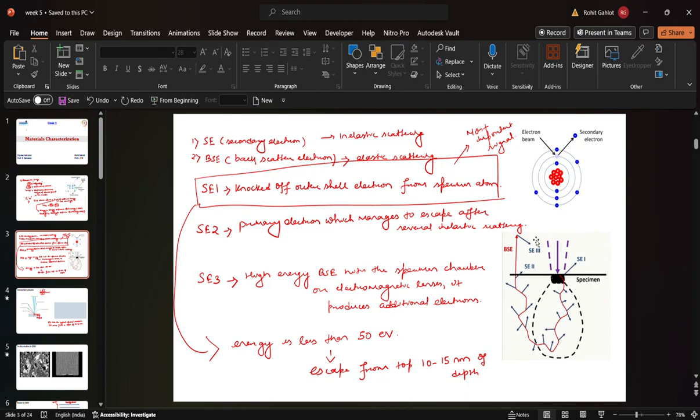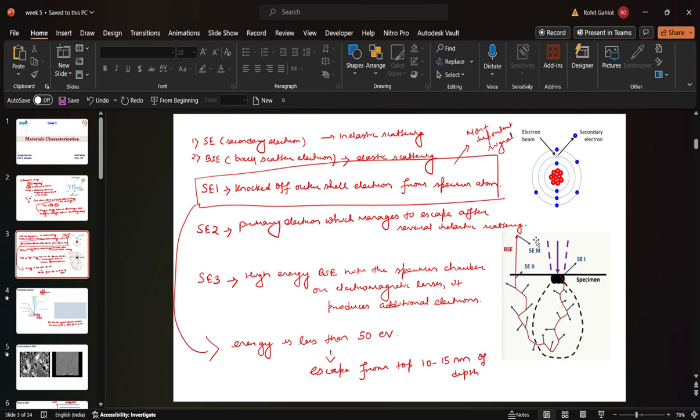SE1 is generally knocked off from the outer shell of electron from the specific atom, and this is the most important signal. SE2 is the primary electron which manages to escape after several elastic scattering. For SE3, high energy BSCs interacting with the specimen chamber or electromagnetic lenses produce additional electrons. SE1 is the most important for morphological analysis; it has energy lesser than 15 electron volt, and generally escapes from 10 to 15 nanometer of depth.